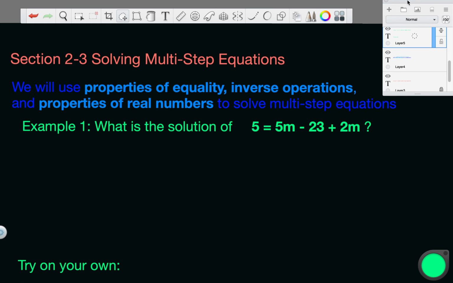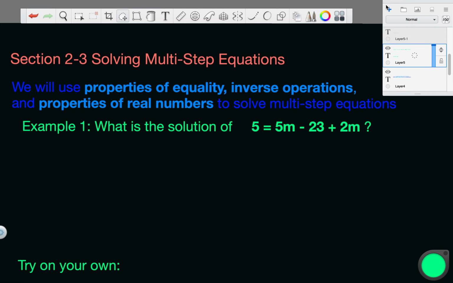Welcome, everybody. We are going over section 2.3 today, solving multi-step equations. It is going to be the same exact thing that we've been doing in the previous two sections. We're using those same properties of equality, inverse operations, and the properties of real numbers, but the only difference this time is that there's more than two steps. Okay? So we're going to jump right in.